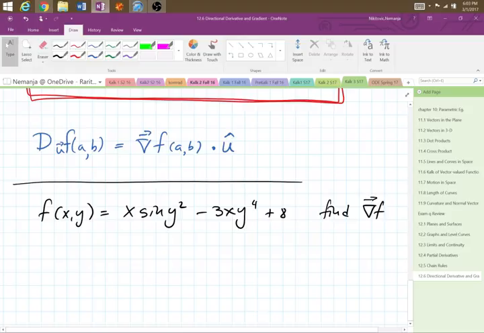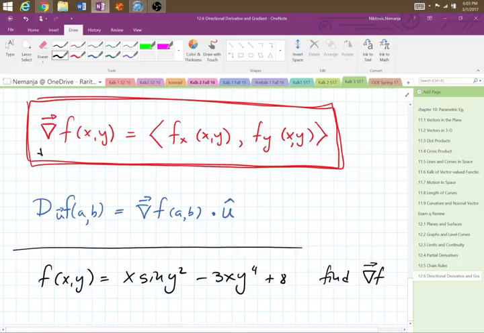Oh, the upside down triangle is read as del. I forgot to say that. Del, yeah. Del.